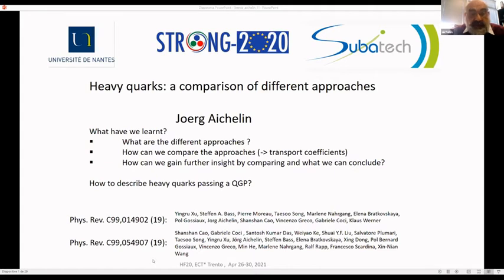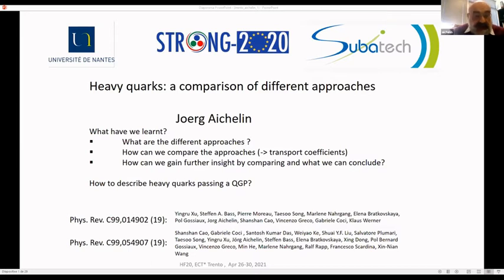I will concentrate today not so much on the hadronic sector, but more on the passage of these heavy quarks in the plasma. So I would like to come to the point: what have we learned so far by comparing the different models? This means that I first introduce what the differences are, then how we can compare all the different approaches, which are based on quite different transport theories and quite different calculations of the elementary cross-section. And then I would like to ask the question, how can we gain further insight by comparing, and what can be concluded already nowadays.